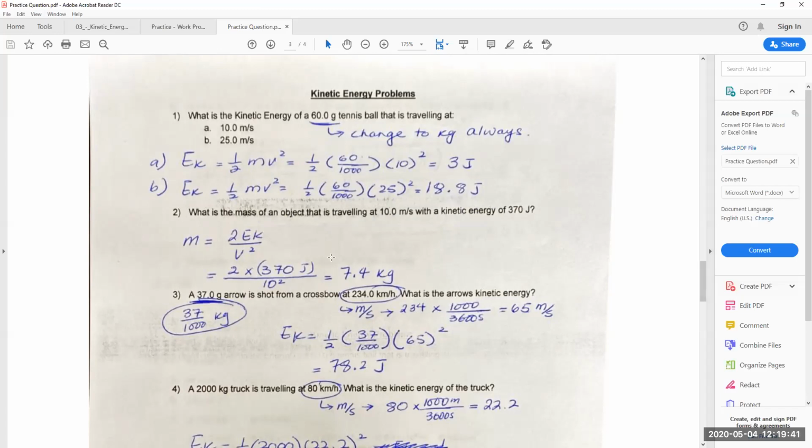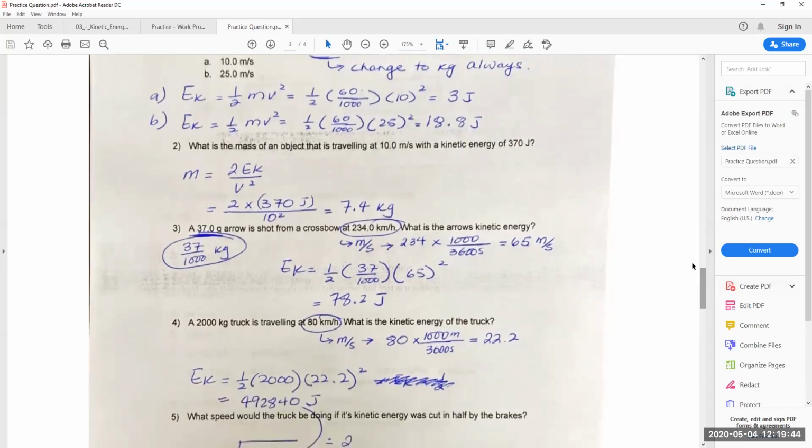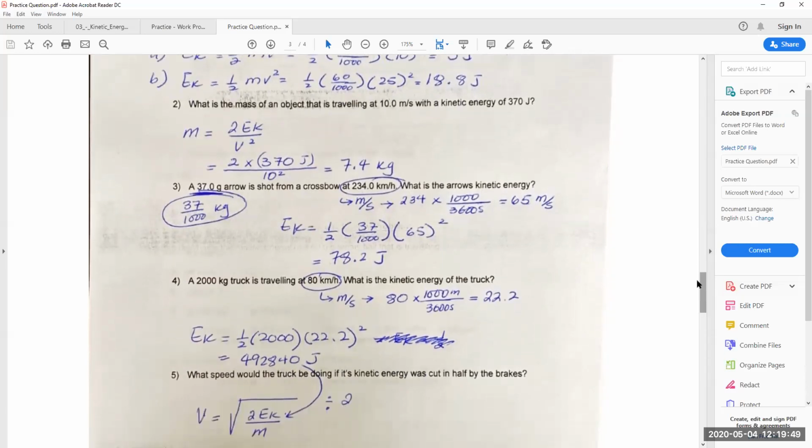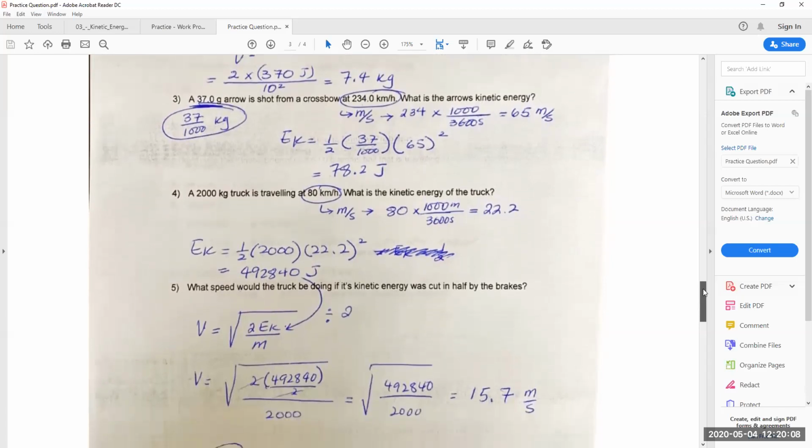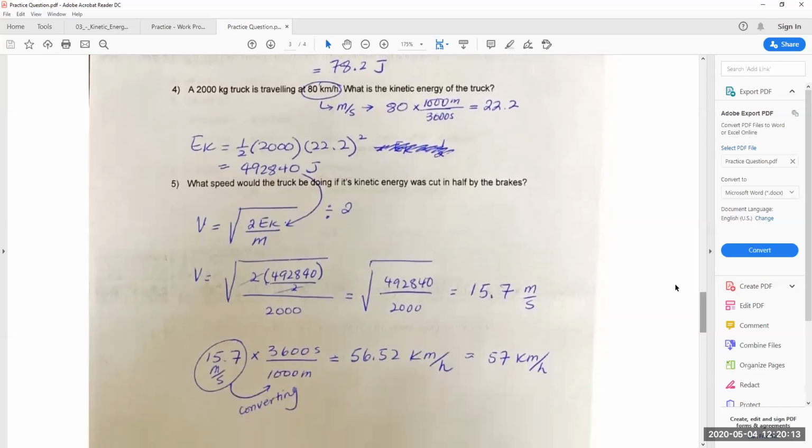That's the only thing. And for the rest of them, you just have your formula sheet, everything is rearranged, and you substitute and calculate. I've shown you here that again, the mass in question number 3 is in grams, the speed is in kilometers per hour, so I converted both to calculate the kinetic energy. For number 4, it's in kilometers per hour, make sure it's in meters per second before you substitute it into your equation. You have the rearranged form in your formula sheet for speed.